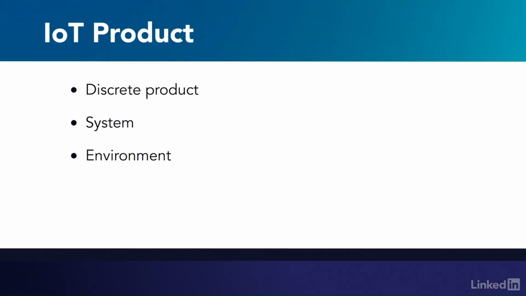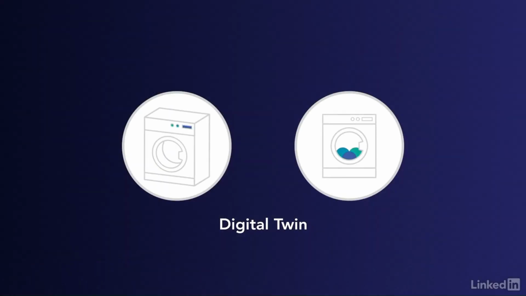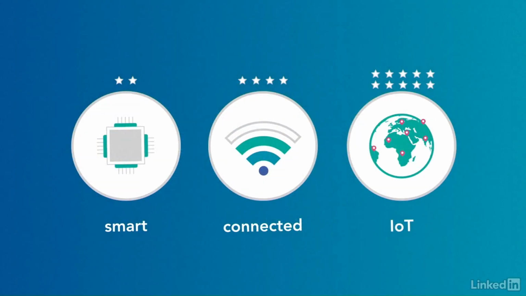Next, I'll explain the software-defined product. This is a digital twin of the physical product, and it's core to understanding and differentiating an IoT product from a smart product or a connected product.